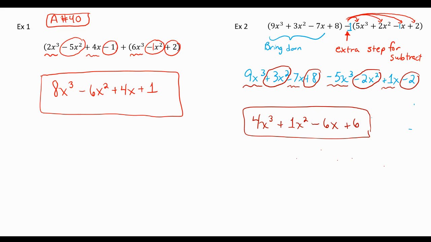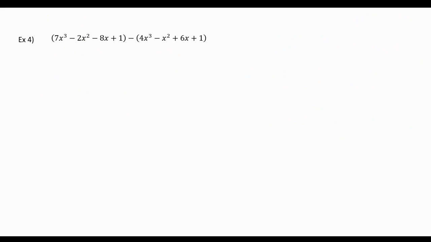Okay, so make sure that these two are done on your paper. And then write this one down. This is a subtract. You will have to go ahead and distribute the negative. I'm going to have you do this one on your own. Make sure it's very clear and visible so that when you upload it for assignment number 40, that we can give you the points for it.